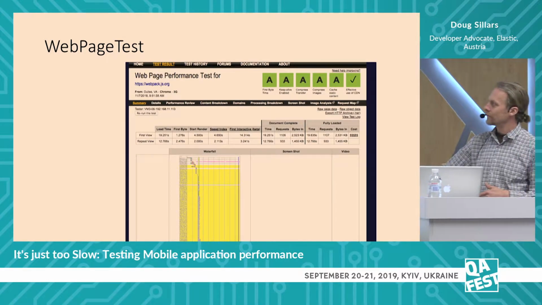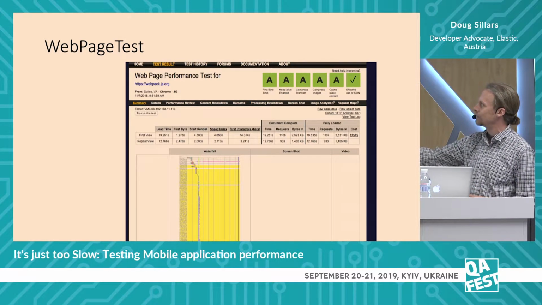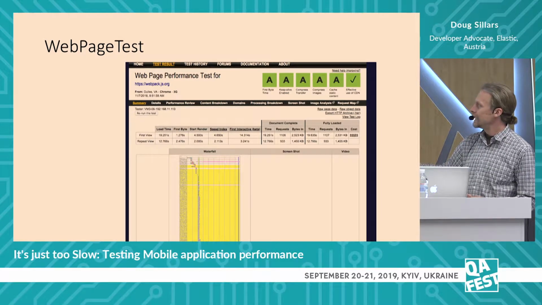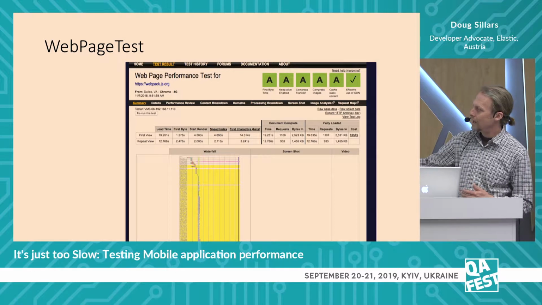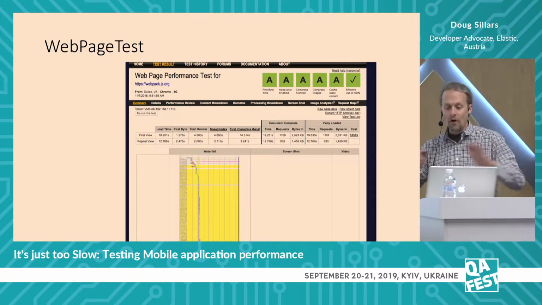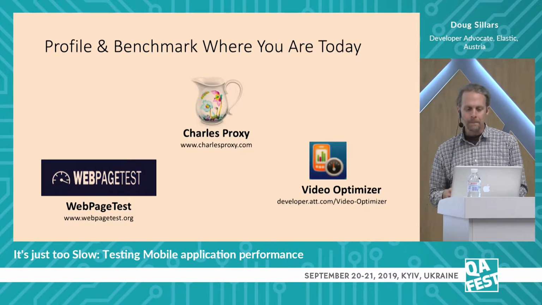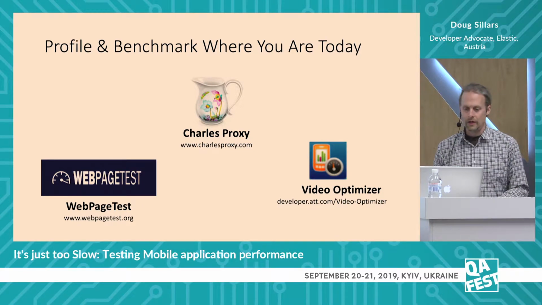So you get all sorts of scores, like how fast the page loaded. You get some grades, how much data was being used. And then you get, these are all the connections in a waterfall diagram. So there's all sorts of great information there. These are the tools that I like to use.